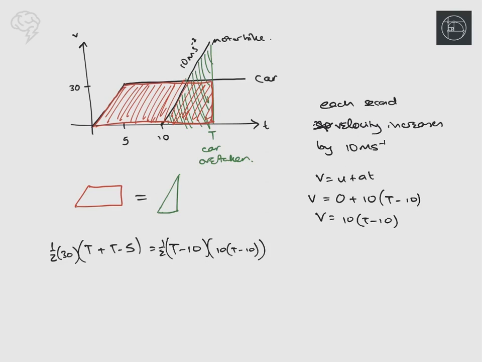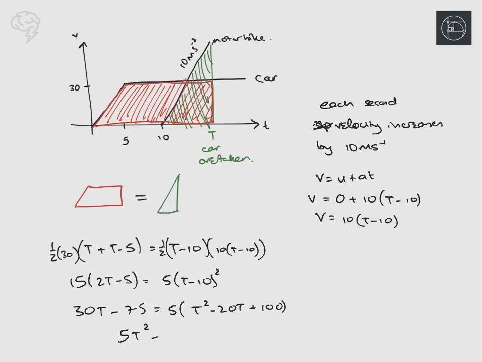Half base times height. Right, let's see what this looks like when we tidy it up a little bit. Nice. Okay, let's keep going. 5 times 15, had to use a calculator for that one, not going to lie. t squared minus 20t plus 100. Right, let's get it all on one side. 5t squared minus 130t plus 75 plus 175 equals 0.